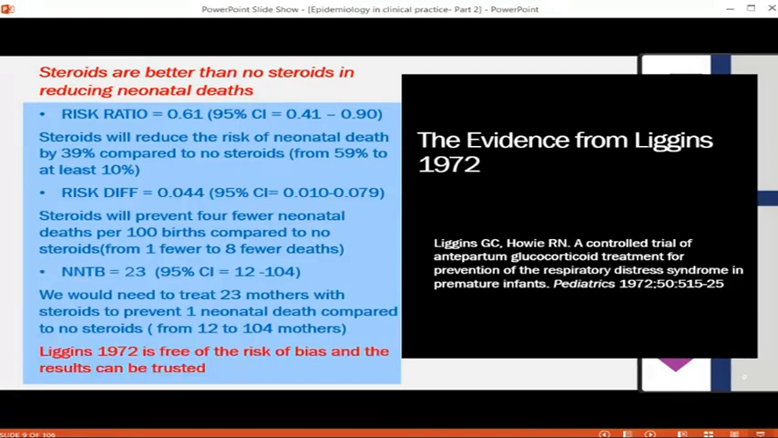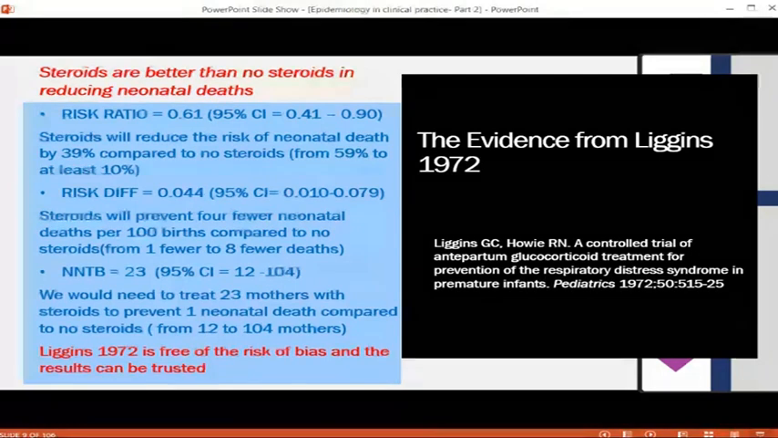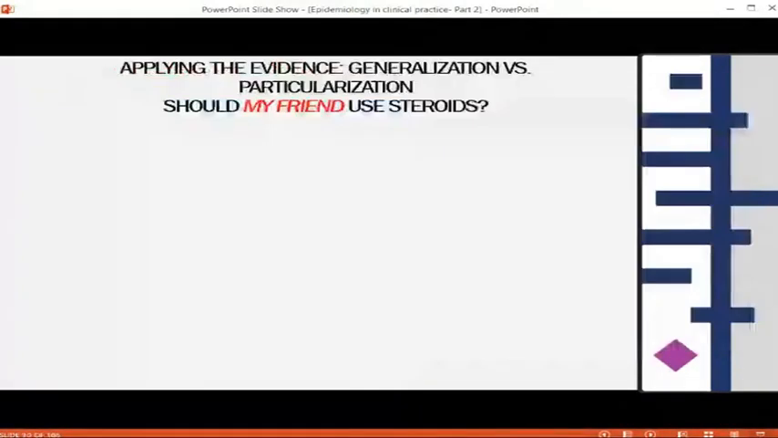So before that, we also had to make sure that the study had no biases. And so we looked to see whether Liggins, in 1972, had any selection bias or performance bias or detection bias or attrition bias or reporting biases. And we found that this study was well done. There were no methodological problems. So these are the actual results.